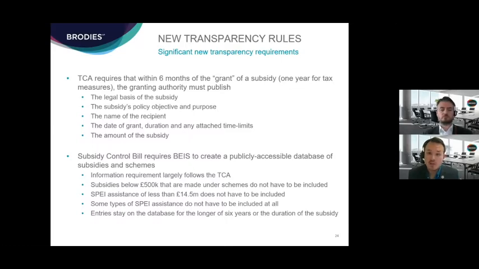The same is true of public economic interest assistance that Charles was just talking about, if the value of that is below 14.5 million. And some types of SPEI assistance don't have to be included at all, health related things, for example. Entries then have to stay on the database for a 6-year period, or if it's longer, the duration of the subsidy. So they will be up there for some time.